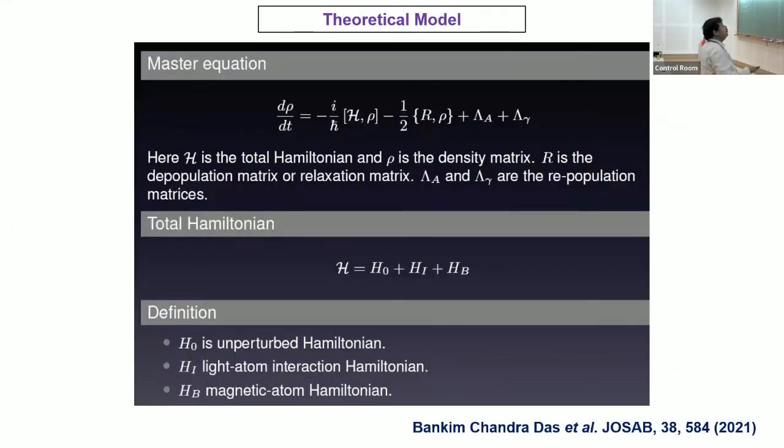So we did theoretical modeling calculations and considered the total Hamiltonian, which is the unperturbed Hamiltonian, the light-atom interaction, and the magnetic atom interaction Hamiltonian. Bankim did a really rigorous calculation here. Sometimes you feel like your student becomes even smarter than you. This is one example. Go to the paper. Don't ask me to explain everything, but I give the credit to my student.